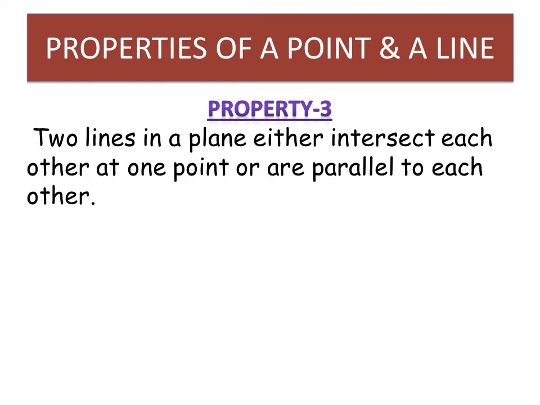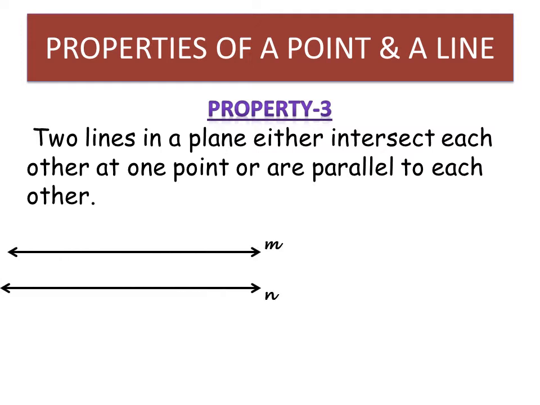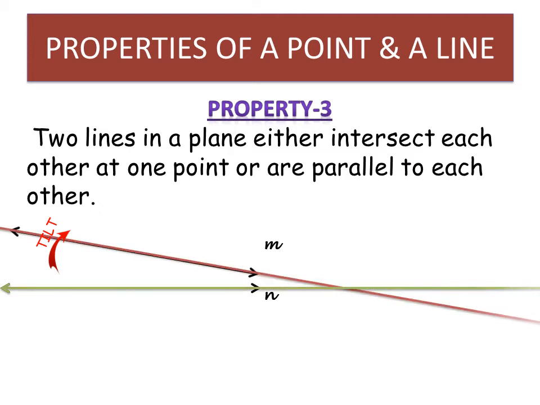Third property. Two lines in a plane either intersect each other at one point or are parallel to each other. Let's take two lines M and N. We see they are parallel lines because they have equal distance between them. If we tilt line M, then line M intersects line N at point P, and this point is called the point of intersection, and the lines M and N are called intersecting lines.